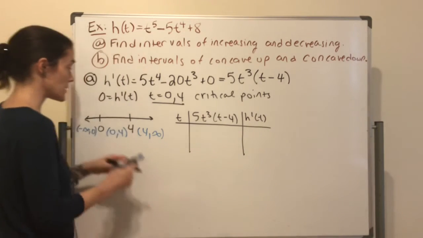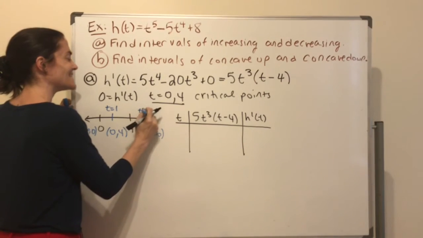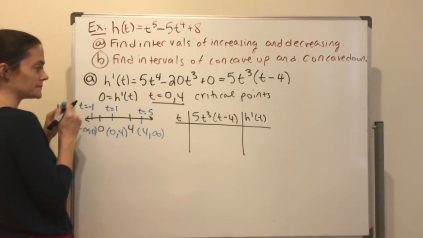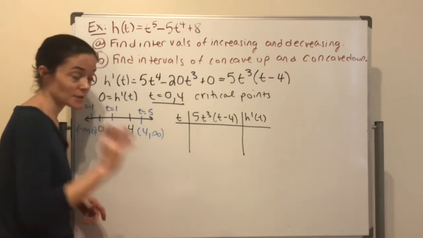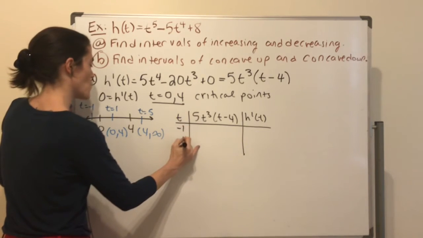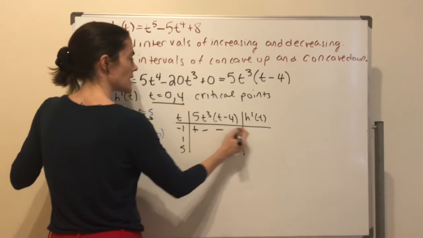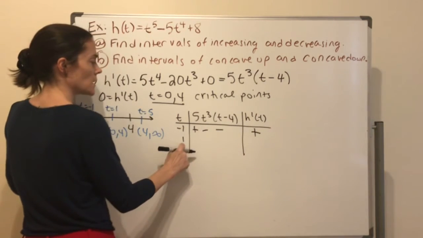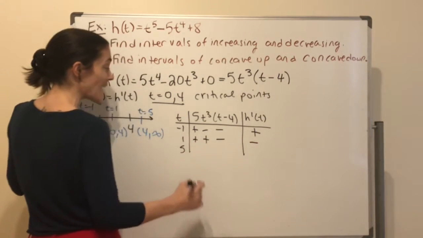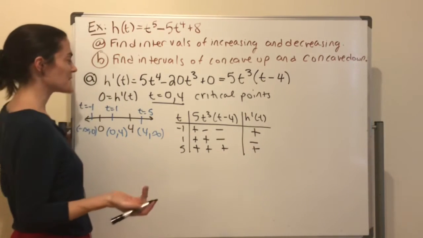Okay, so then I pick something in each interval. Here I will pick t equals 1. Here I will pick t equals 5. And here, for example, let's do -1. And now I will test the first derivative because I'm in part A. -1, 1, and 5. Okay, 5 is positive. This is negative, negative. The first derivative is positive. At 1, 5 is positive. This is positive, negative. First derivative, negative. And at 5, we have positive.